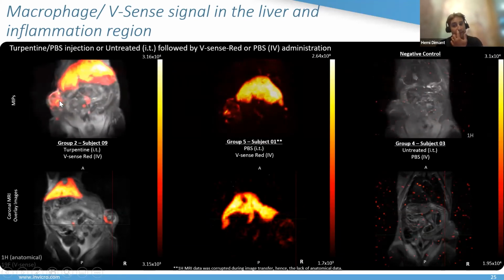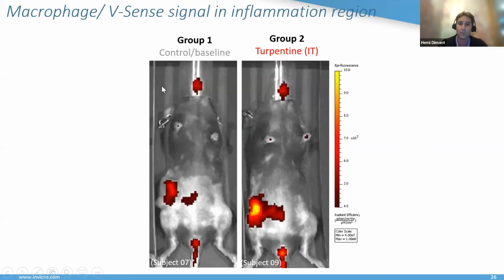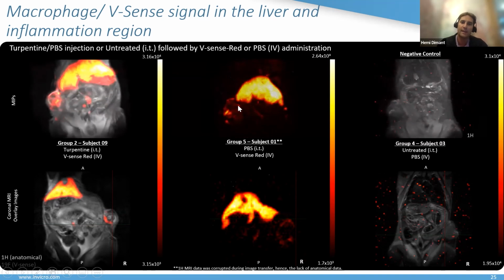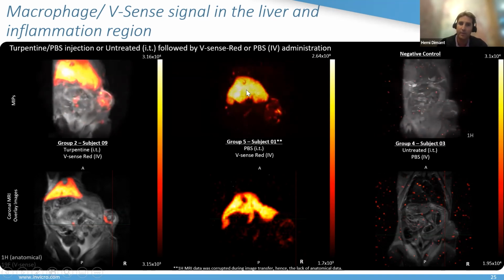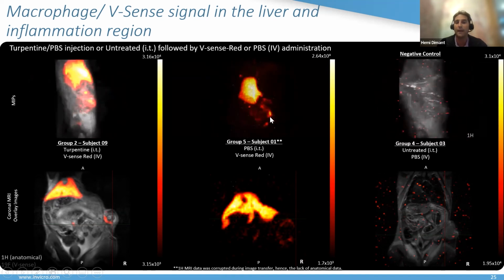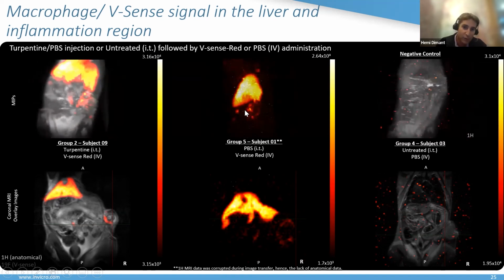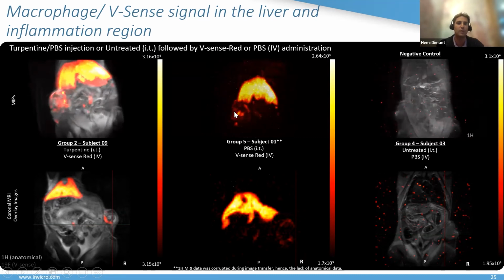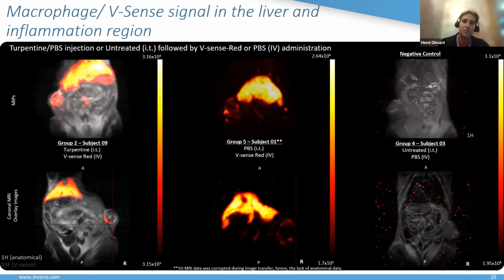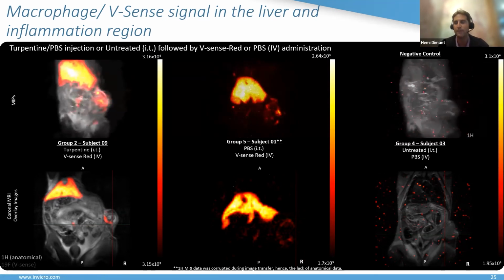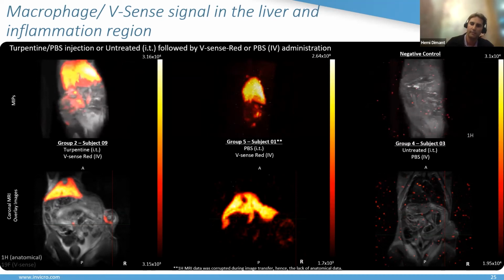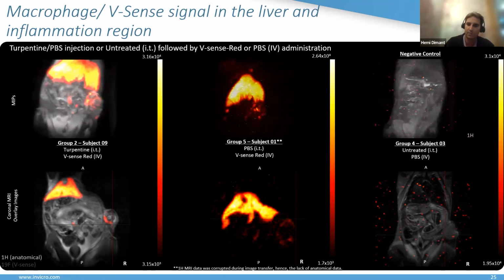Looking at the PBS animal, you're again looking at a lot of liver uptake, but we are able to detect vSense in the tumor as well. So baseline tumor minus turpentine, just a tumor-bearing animal, we're able to detect macrophages in the tumor. And on the right, it's just a negative control, basically just a PBS-administered animal.